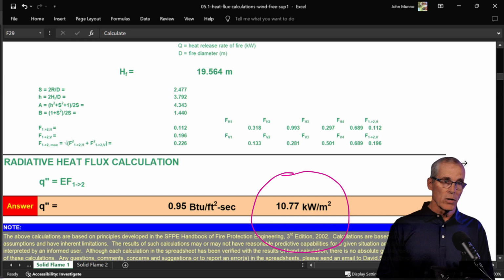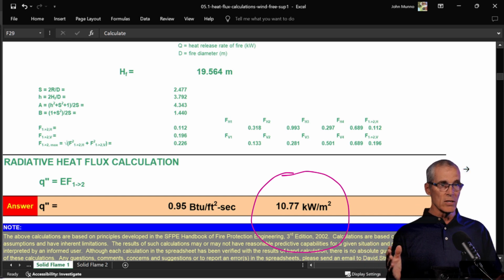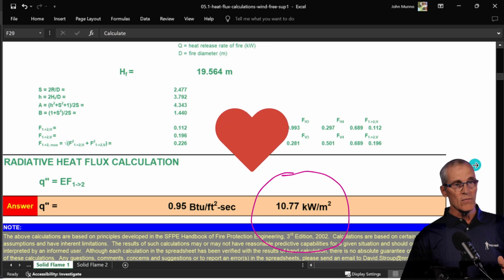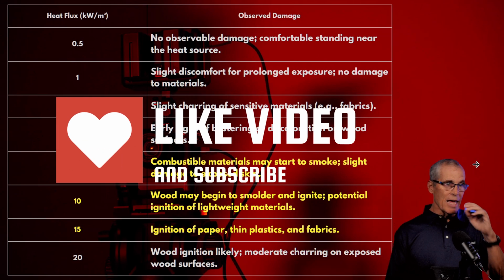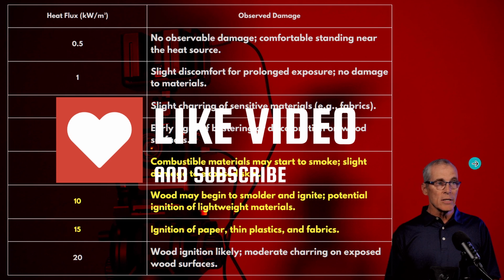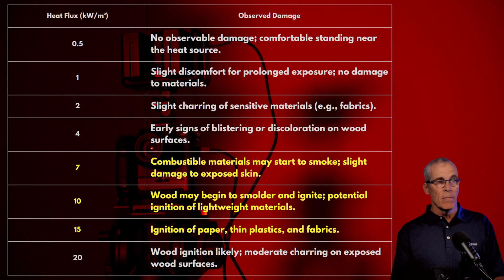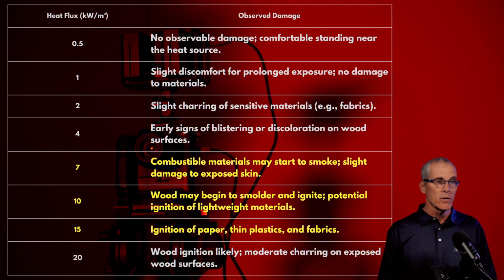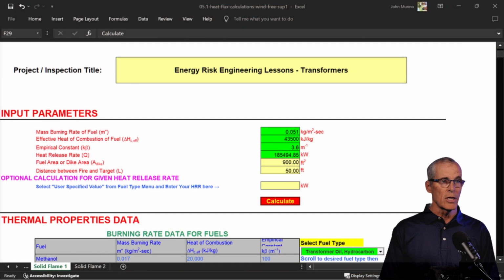So there are standards out there that say separation distances from transformers can be 25 feet. Some say 30 feet. Some say 50 feet. We'll look at some variety in what happens. But at 10 kilowatts per meter squared, look at what we're getting. Wood may begin to burn, smolder, lightweight materials will begin to ignite. So we're definitely burning whatever's inside the control cabinets of that transformer.